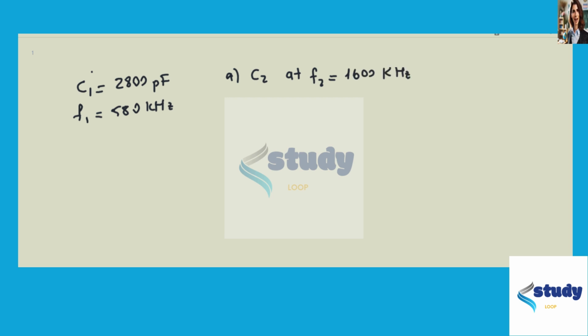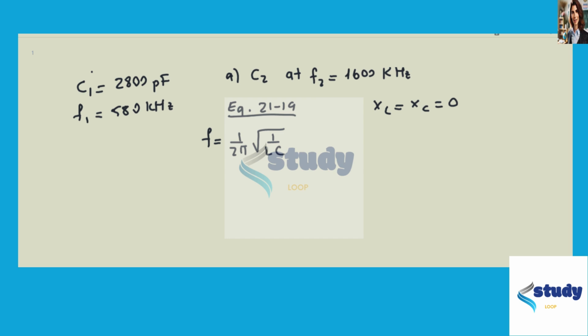So first thing to remember, the inductive reactance and the reactance of the capacitor are equal. The resonant frequency, then, you can use Equation 21-19 given in your textbook: the resonant frequency equals 1 over 2 pi times the square root of 1 over L times C.